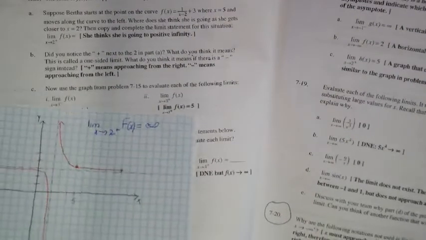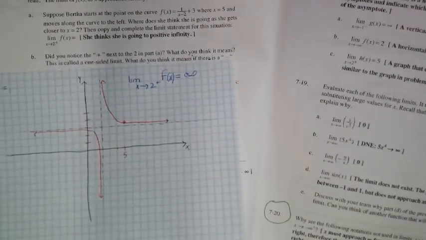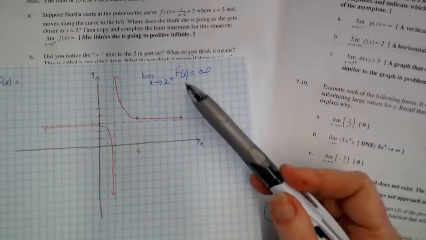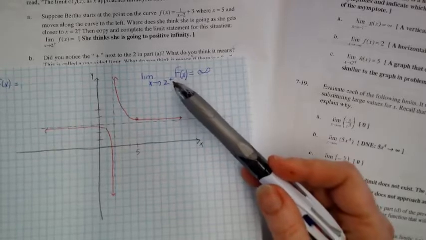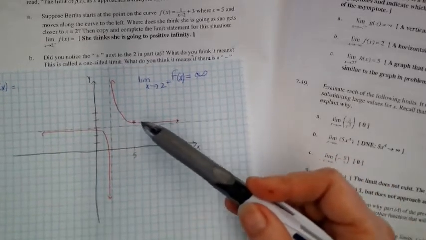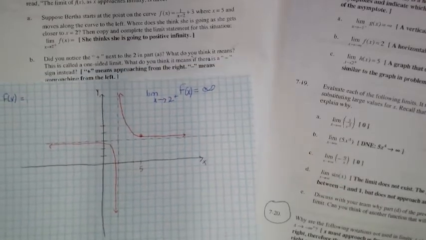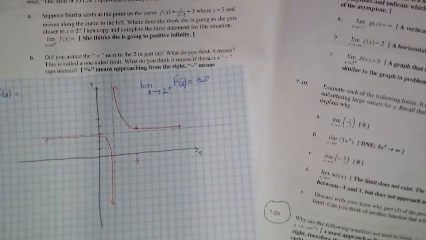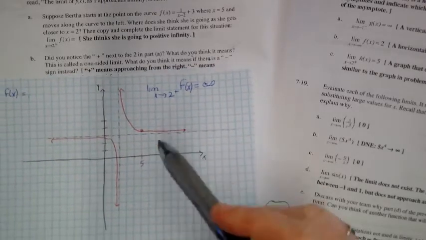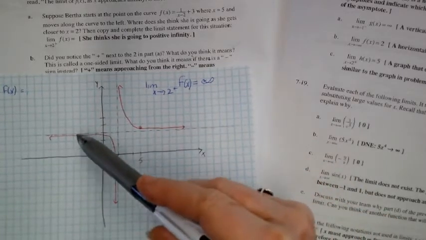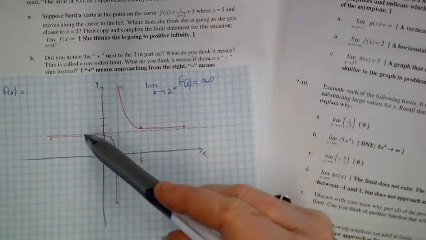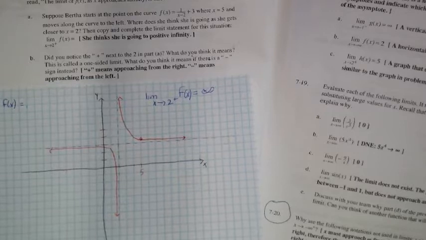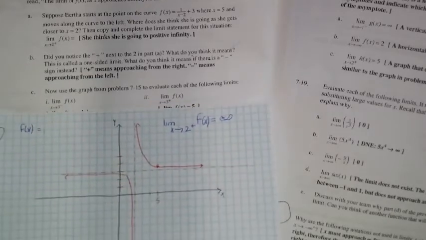Okay, and then letter B says, did you notice the plus sign next to the 2 in part A? What do you think it means? Well, I kind of spilled the beans. It means that you're approaching from the right. This is called a one-sided limit. What do you think it means if there's a negative sign instead? Well, that would be that you're approaching 2 from the left. Like if I was coming this way and getting closer and closer to x equals 2, I'd be approaching it from the left, and I'd actually go down to negative infinity. Okay, we'll finish this and then I'll make a different video for the rest.